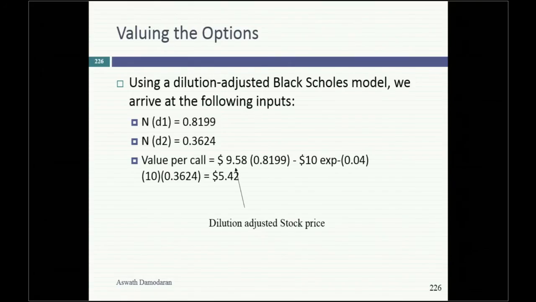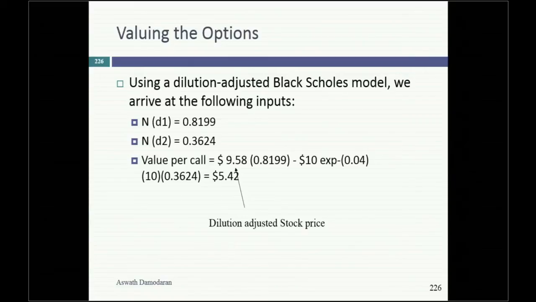So here's what I do. I take the $10, which is what the existing shares are worth, I have 100 million shares at $10. I have 10 million options outstanding, right? And there's an option value to them. I add up those two values and I come up with an overall value of equity in the company. And then divide that overall value of equity by 110 million. In this case, it turns out the value of the option is about $5.40.